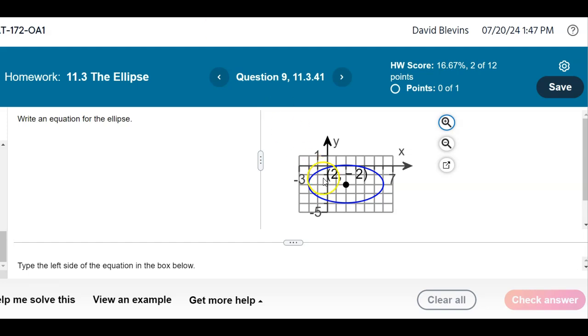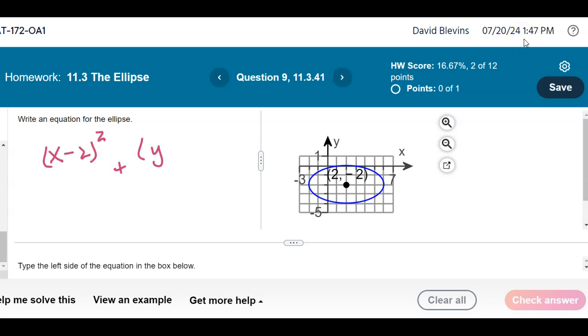So I can see the center of this is at (2, -2). So that tells me that I'm going to have an (x minus 2) squared and a (y plus 2) squared. Right, that's going to equal 1.